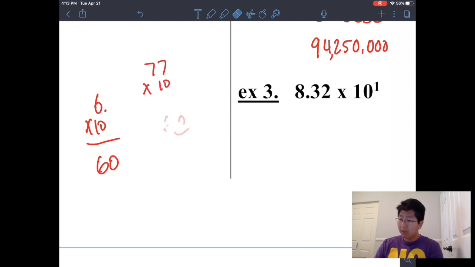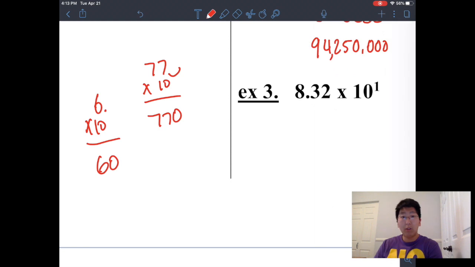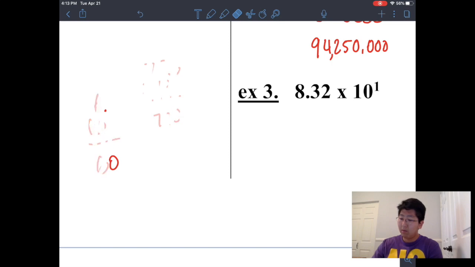Okay, let's take 77 times 10. What's going to happen is we're going to have 77, and there's a decimal point here, it's going to move over, it's 770. Go ahead and plug it into your calculator if you don't believe me. 77 times 10 is 770. So what happens is whenever we multiply by 10, the decimal point moves over 1 time. Okay, so that's just for you to understand what's happening.